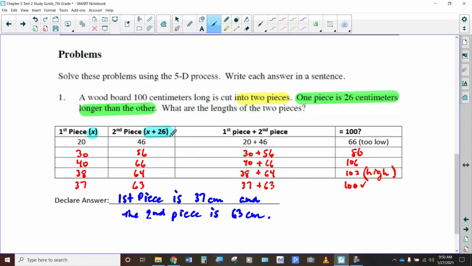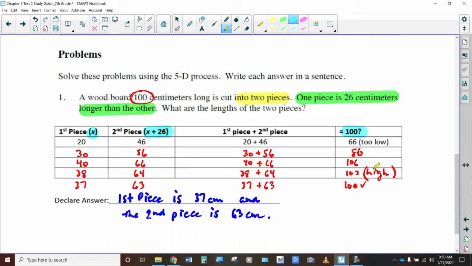So when we're doing our guess and check process, we want to make up a number for the first piece. Then for the second piece, we'll add 26 to that number. And when we add those two numbers together, it's supposed to equal 100 centimeters. This number right here. So let's see what we've got here. I technically didn't show you the describe portion, but this is define, this is the do, this is the decide, and this is the declare. So we went through the process. 20 was too low, so then I plugged in 30. Turns out 30 was too low, so I plugged in 40. That's too high. Why didn't I write high there?